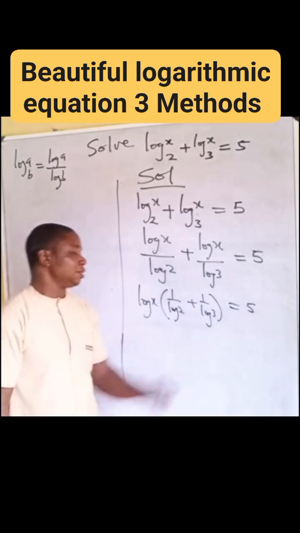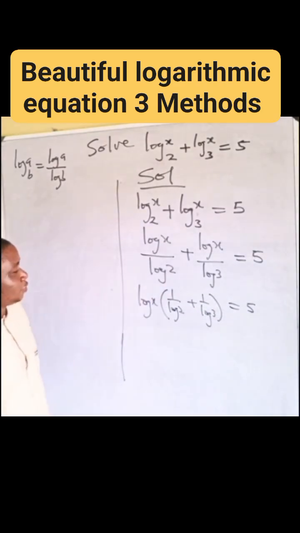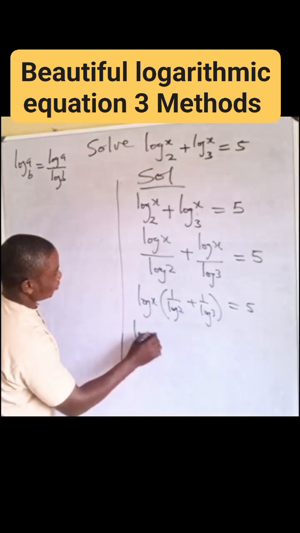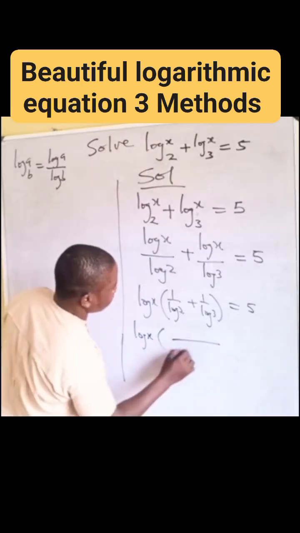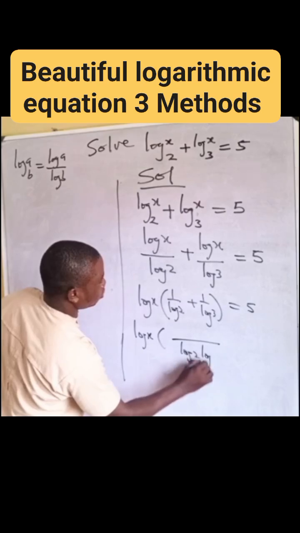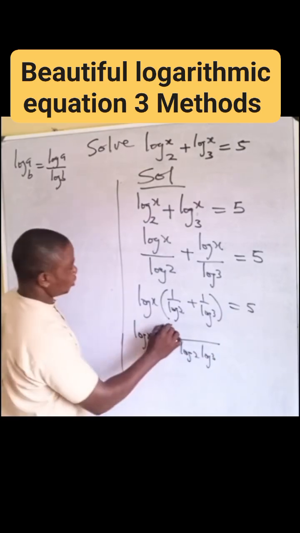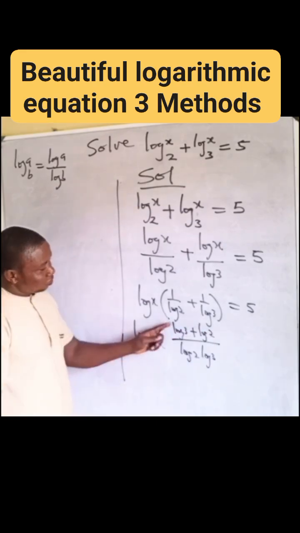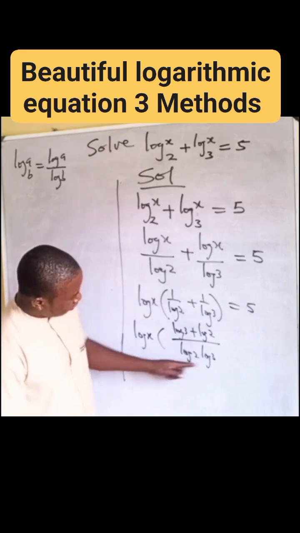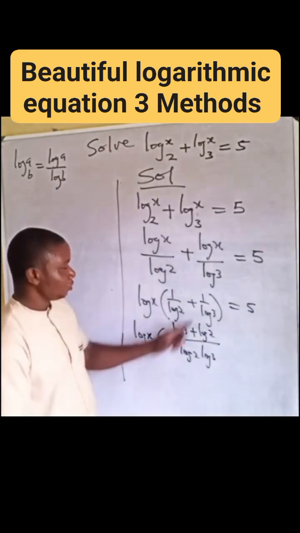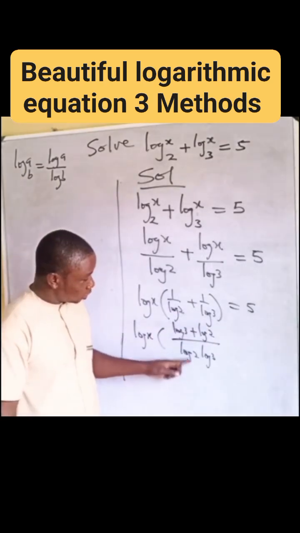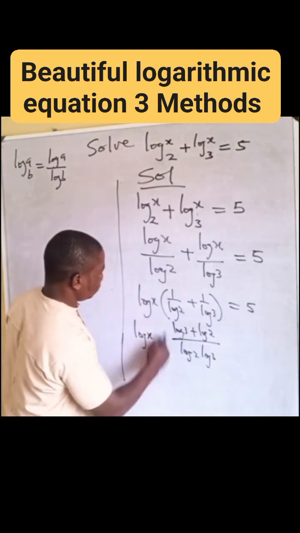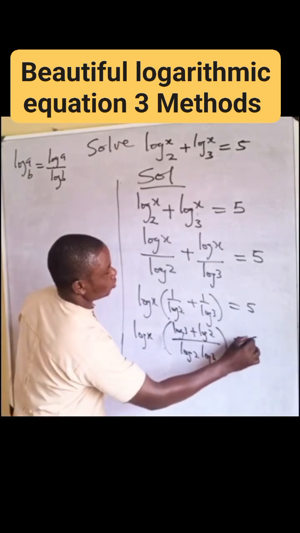Log x will now be 5 divided by this value. But before we divide, let's simplify it further so it will look more honorable. So log x times, consider that the LCM can be log 2 log 3. So this into this gives us log 3, plus log 2. Log 2 divided by this, log 2 will cancel to have log 3. Log 3 times 1 gives us log 3. So log 3 into this expression, and in the denominator log 3 will cancel log 3, we have log 2. Log 2 times 1 gives us log 2. Is equal to 5.